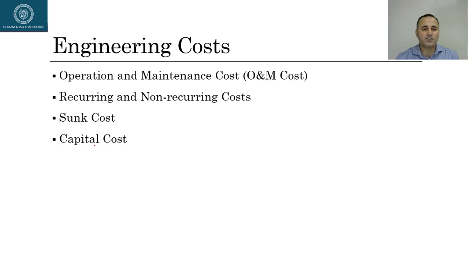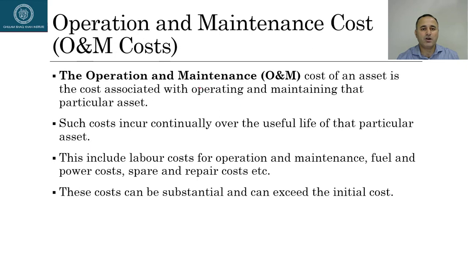I already covered sunk cost, so let me talk a little bit about operations and maintenance. As the name suggests, it is the cost of an asset associated with operating and maintaining that particular asset. Let's say if you install a machinery, of course you need to operate that machinery and you need regular maintenance as well. Those costs are normally classified as operation and maintenance costs. These costs are incurred continually for the life of that particular asset.